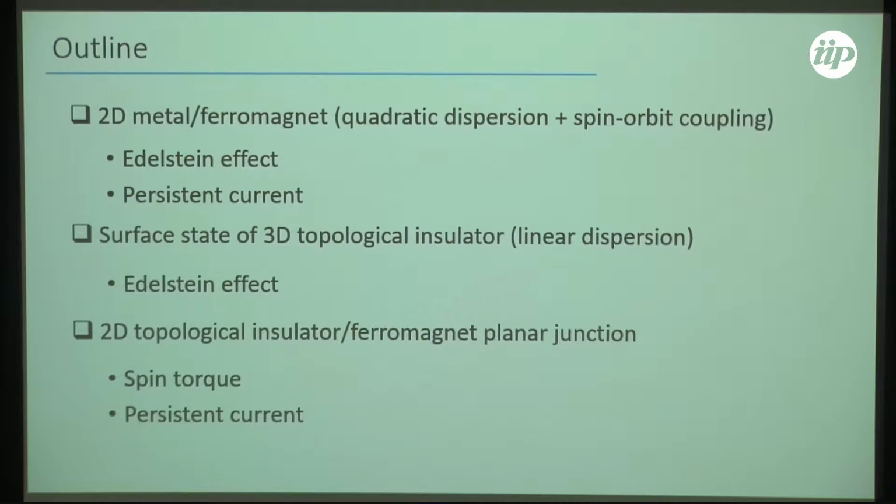First, I will discuss the pristine case, when it is isolated in the vacuum, and the Edelstein effect here. And then later, I will discuss the situation when you put a ferromagnet on top of it, and how the spin torque is generated, as well as the appearance of a persistent current. Now, this is quite a hot topic because there's topological spintronics stuff that is going on.